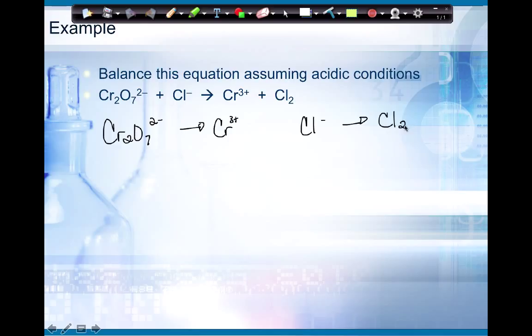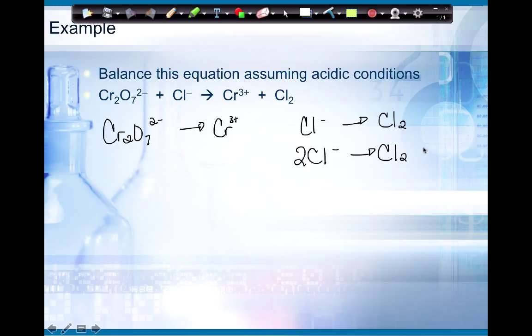If I look at the number of atoms, that's not balanced, so I need to fix that first. I have 2 chlorines on one side and 1 chlorine on this side, so I'm going to make it 2 on this side. Now I've got the same number of atoms, but I need to look at my charges. I don't have to worry about hydrogen or oxygen here because that's not involved. So I have -2 on this side and a 0 on this side.